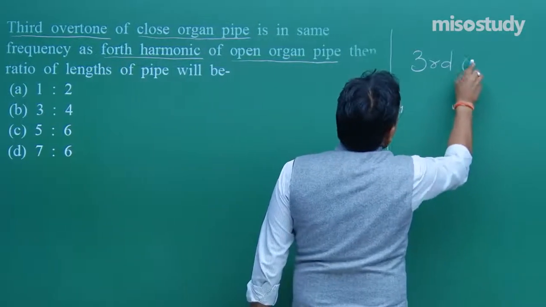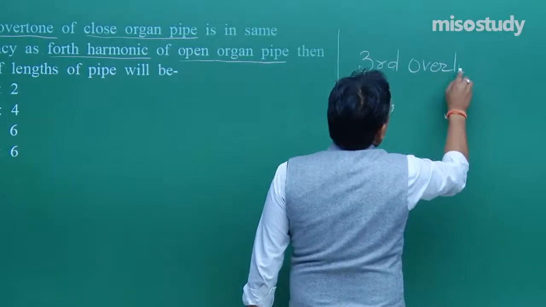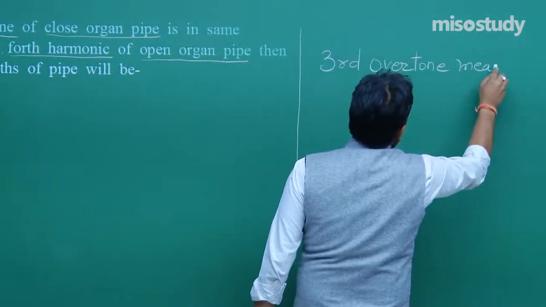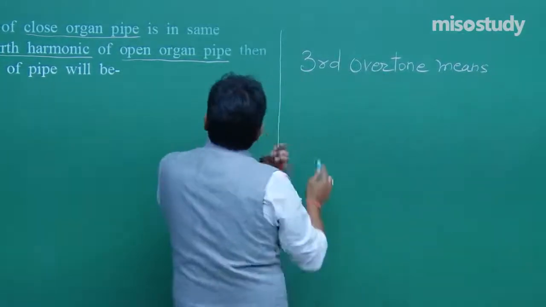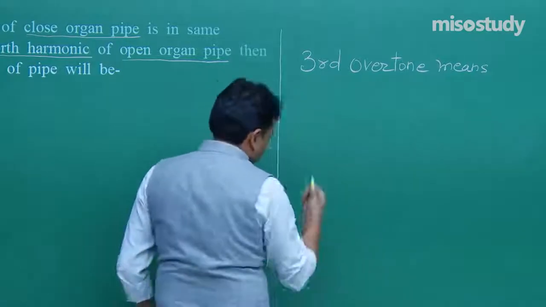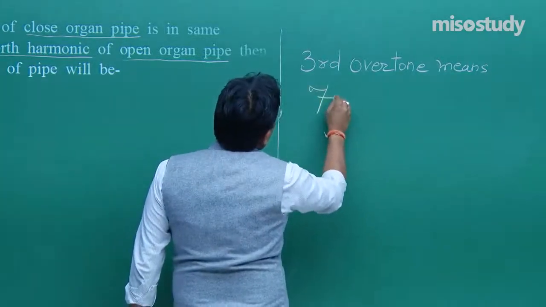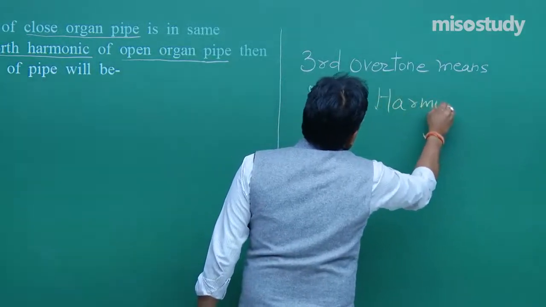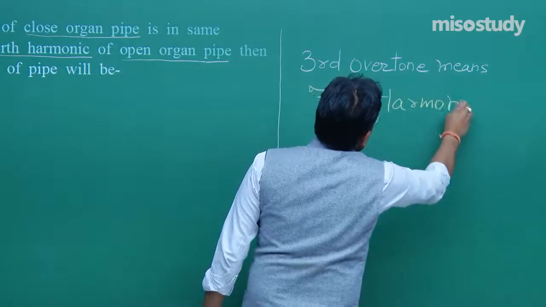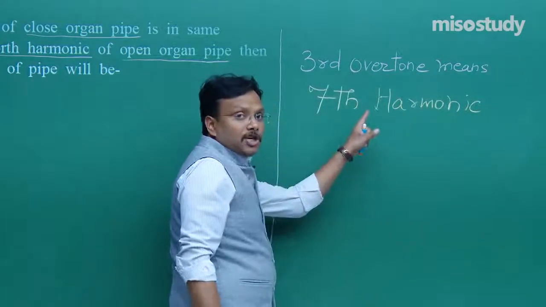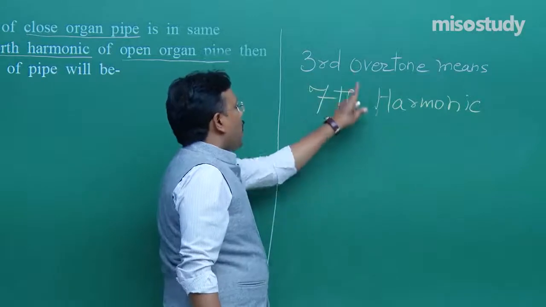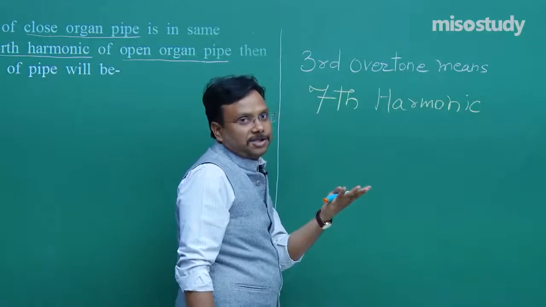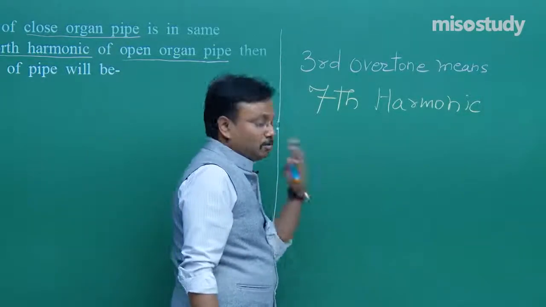Third overtone means seventh harmonic, that is the catch line. If any one of you has some confusion with this type of explanation, once again same suggestion, go for the regular video, okay.